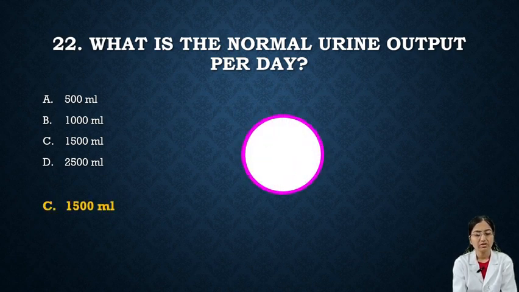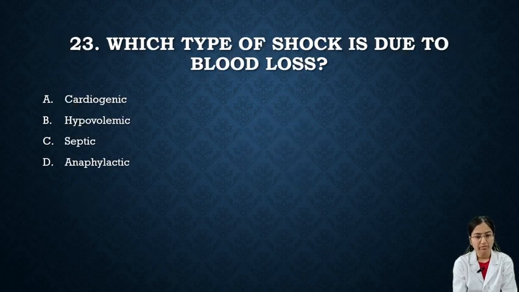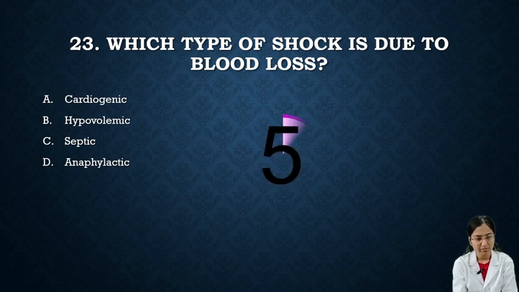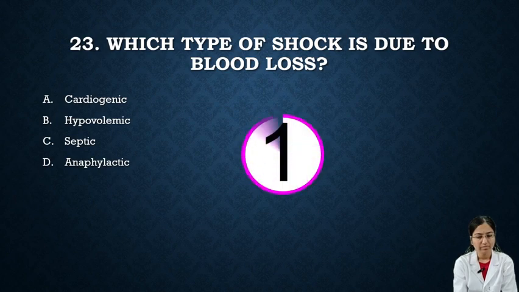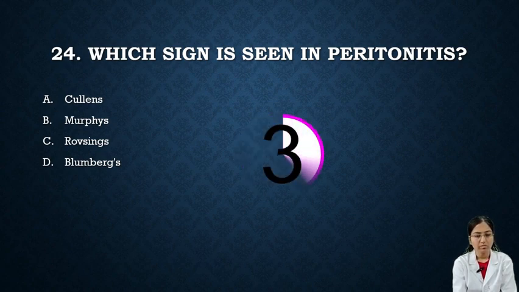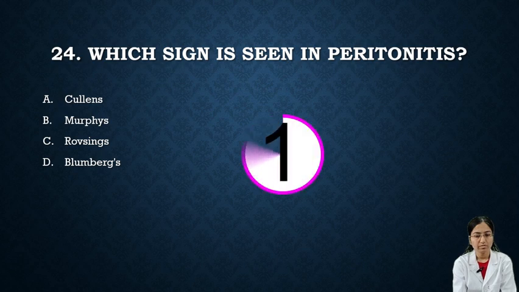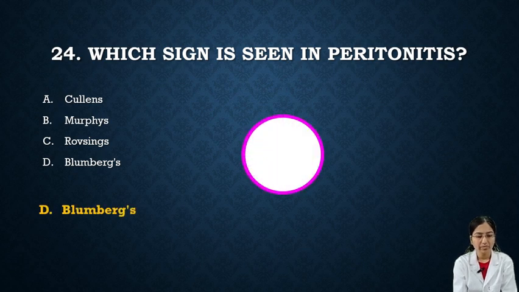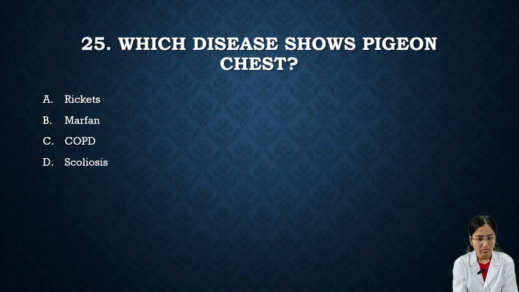What is the normal urine output per day? Right option is 1500 ml. Which type of shock is due to blood loss? Right option is hypovolemic. Which sign is seen in peritonitis? Right option is Blumberg's. Which disease shows pigeon chest?